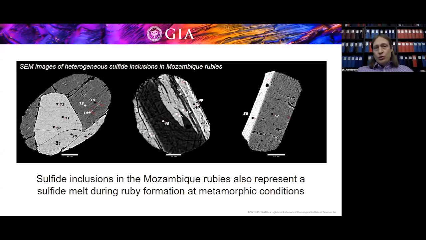And when it cooled, it precipitated these different minerals at different times, forming these heterogeneous compositions.